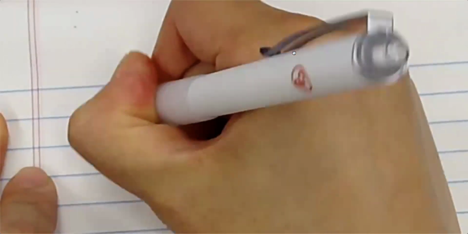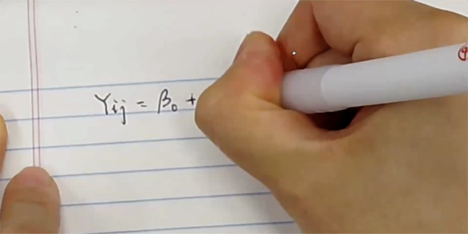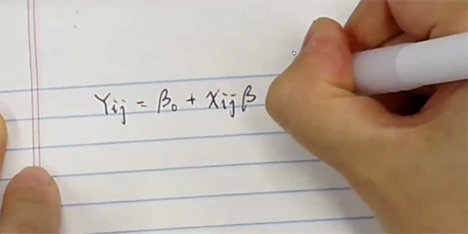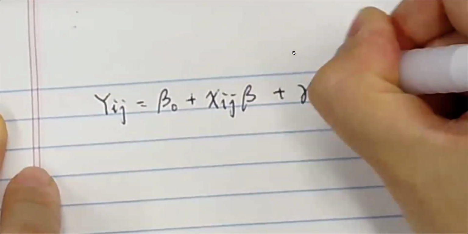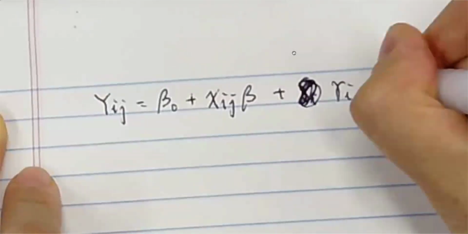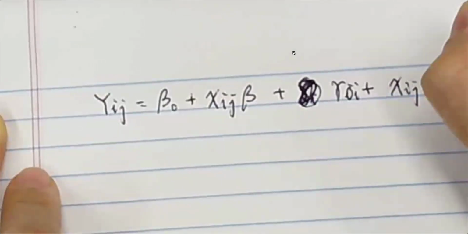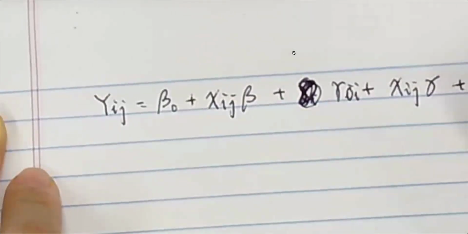Okay, so maybe I can just take another piece of paper to make it a little more concrete rather than abstract. If I just have one covariate, one intercept, so maybe I will just write Yij equals beta 0 plus Xij beta plus gamma 0i, plus Xij gamma i, plus epsilon ij. I'm just writing some notations.